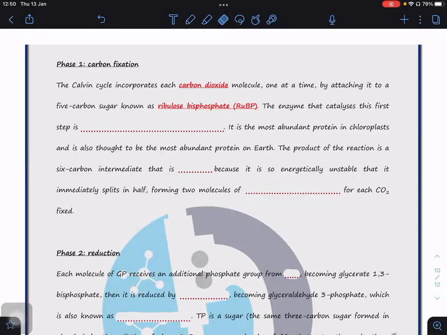Okay, the Calvin cycle incorporates carbon dioxide into ribulose bisphosphate. The enzyme involved in this step is called ribulose bisphosphate carboxylase, or in short, Rubisco. It is the most abundant protein in the chloroplast and also thought to be the most abundant protein on earth. The product of this reaction is a 6-carbon intermediate, which is so energetically unstable that it immediately splits in half, forming 2 molecules of glycerate 3-phosphate for each CO2 fixed.